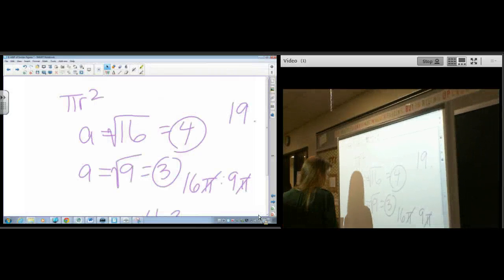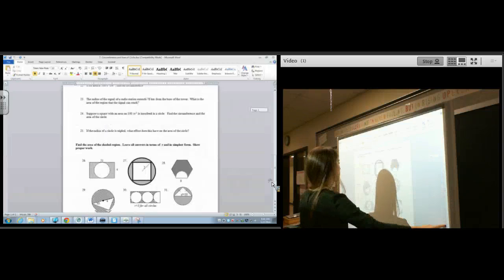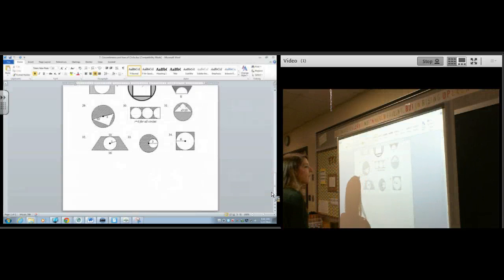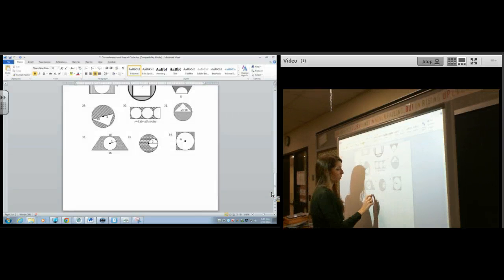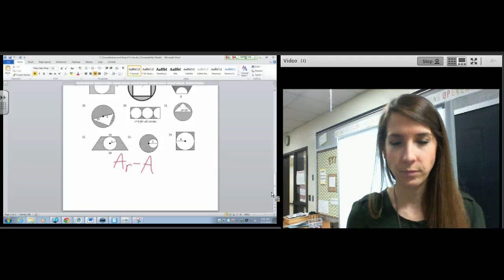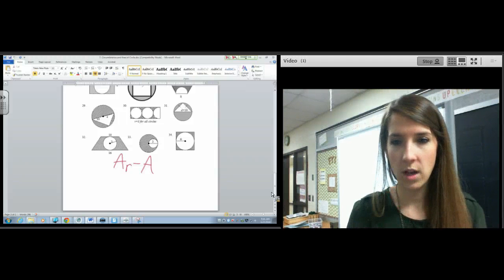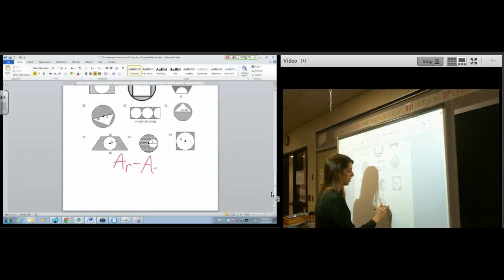Okay, the next one, number 30. I'm going to use the picture that's already there. Find the area of the shaded region. So that is a rectangle, area of the rectangle, minus the area of, how many circles do we have there? 1, 2, and a half, yes. So the area of 2.5 circles.